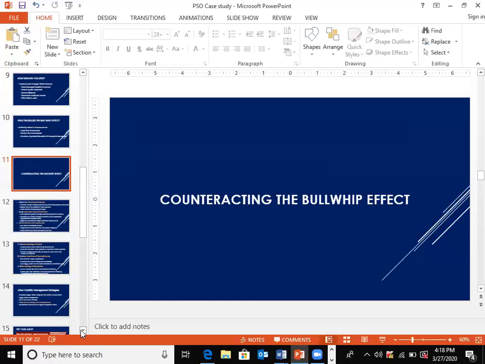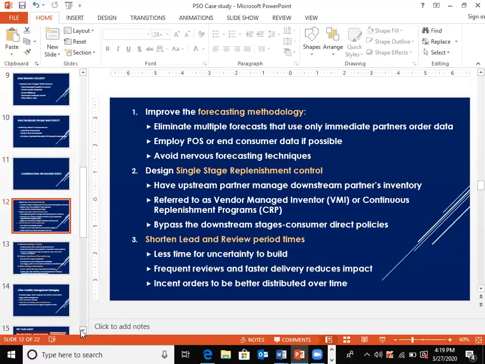Okay, so next up, I'm going to be discussing how companies can reduce the bullwhip effect. There were just three high-level things that I discussed, but now more concrete things to reduce the bullwhip effect. Because again, the bullwhip effect creates a lot of inefficiencies across the supply chain. So let's go through these.